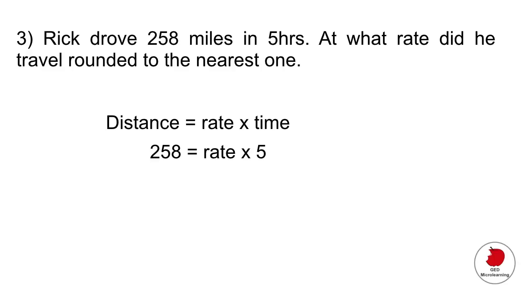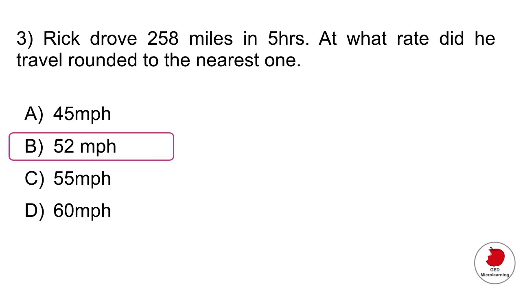So what you do here is the same way that you do it with an algebra problem, which is divide both sides by 5. And that gives you 51.6. Remember that in the question they asked you to round to the nearest one. So the nearest one would be the first position to the left of the decimal point. Because your answer is 51.6, that means that you're going to round up. So the correct answer would be 52.